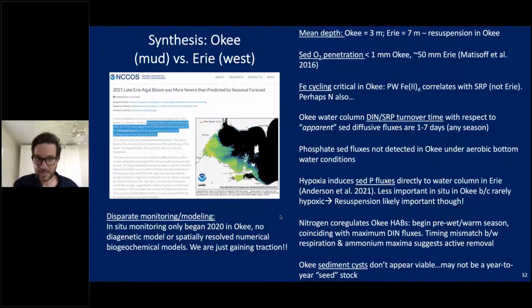There's no spatially resolved numerical biogeochemical model except the one we're in early production on ourselves. There's no diagenetic model like what I saw in Matisoff et al. So we're just beginning. We're a little bit behind, and hopefully we can learn a lot from you guys and likewise. So I'm going to stop there. Happy to take questions.